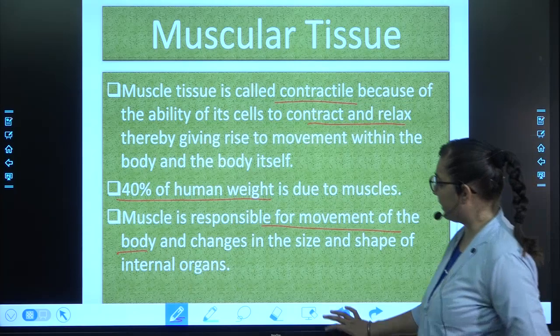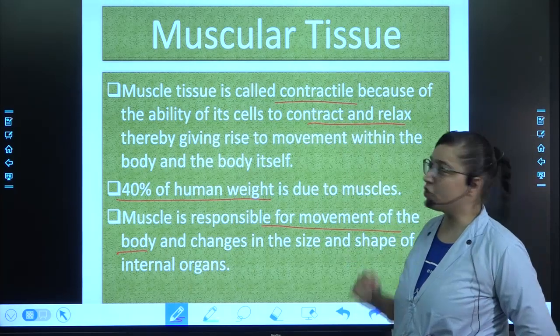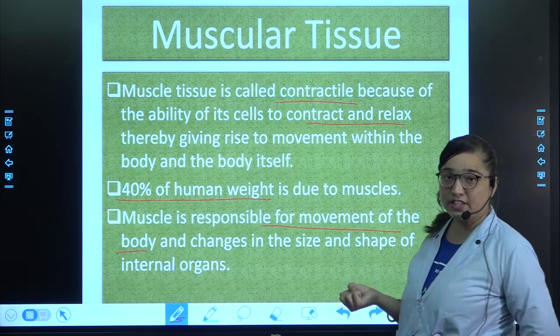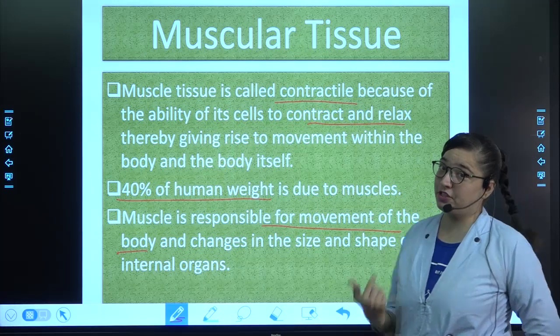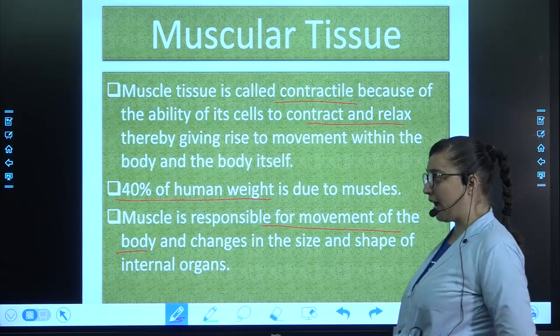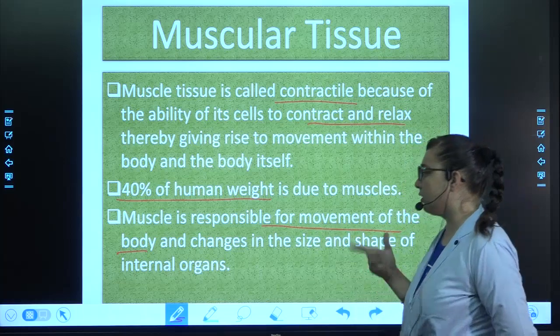I hope that you have noted this. They are called contractile tissue because they help in contraction and relaxation. More than 40% of our weight is because of these muscular fibers. They are responsible for the movement of the body.